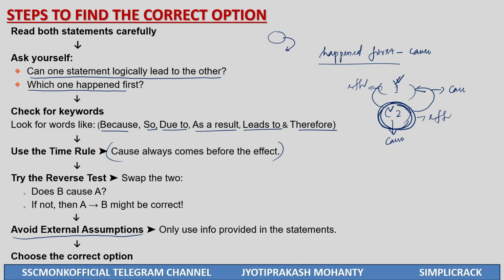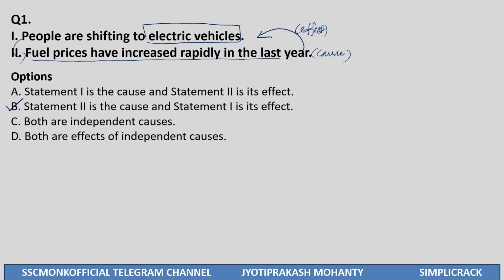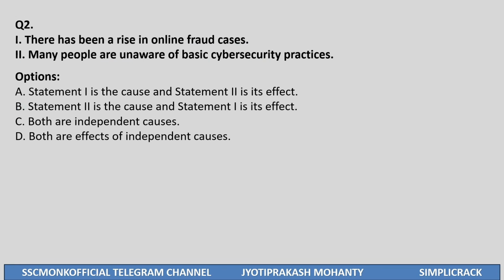See, I told you, in reverse test, we need to ensure whether statement 1 is the effect or not, or cause or not. Clear? So this is how I implemented it in this particular question, and you witnessed that yes, this is how it works. Clear? Next question.